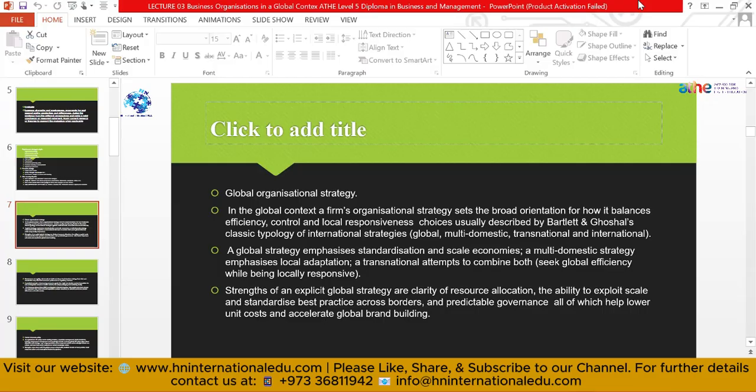You are going to experiment and then finalize which is the best one, and predictable governance, all of which help lower unit cost and accelerate global brand building, because ultimately the goal is to go for profit maximization, reducing the cost for the products on the producer side, but to gain more from the consumer side.